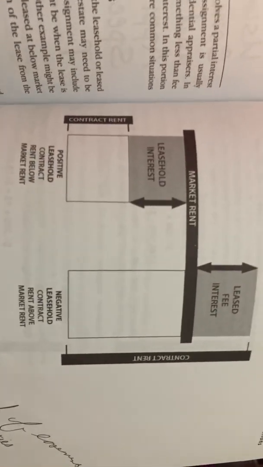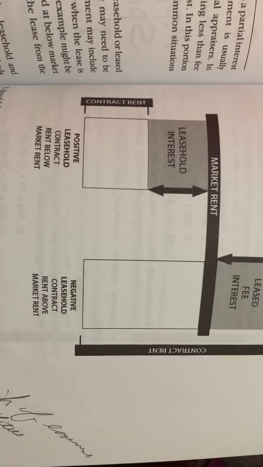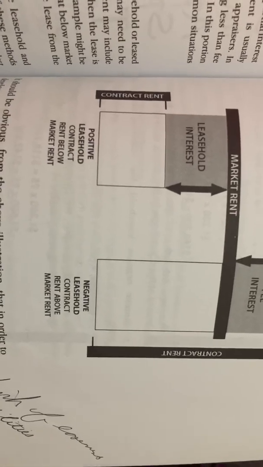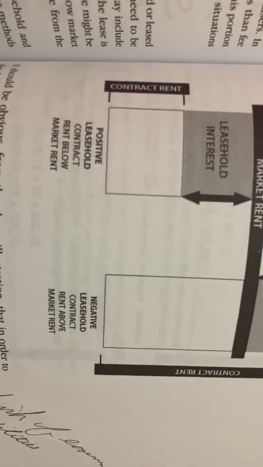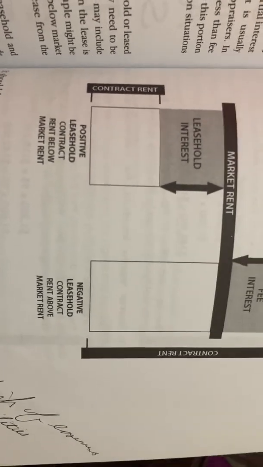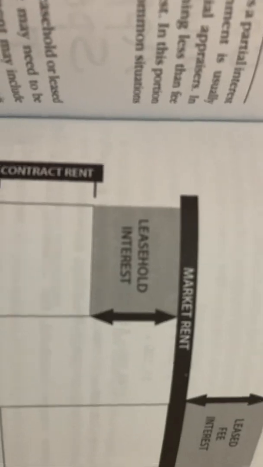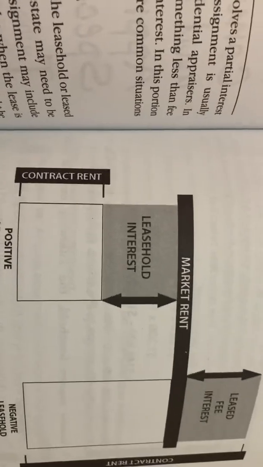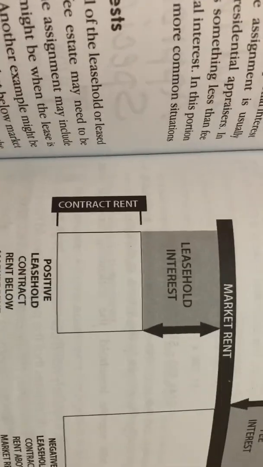Page 205. It shows a diagram. On the left it is talking about contract rent. Above that, it shows leasehold interest. And above that is the line of market rent. Underneath that, it says positive leasehold, contract rent below market rent. So it's talking about how this is the leasehold interest, the difference that's left in between the market rent and contract rent. So the same thing applies.